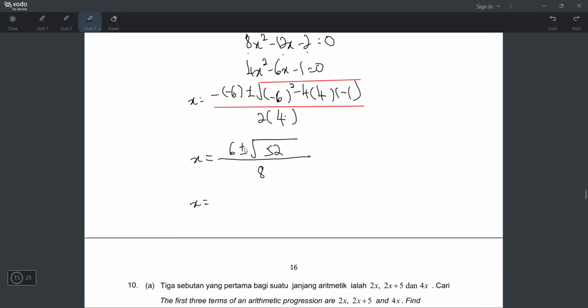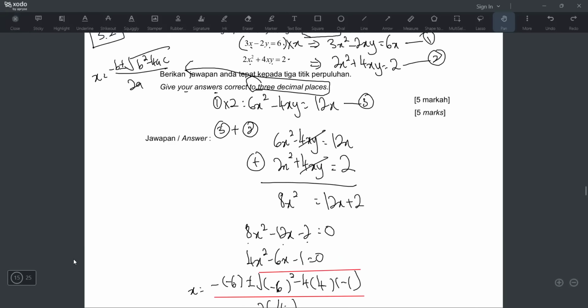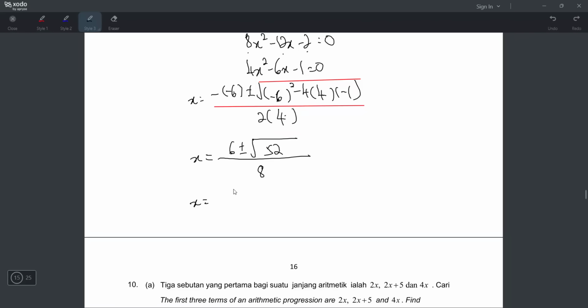And then, you have to split this into two answers. Sebab dia ada plus minus. So, the first one you tekan 6 plus square root 52 over 8. And then the other one you tekan 6 minus square root 52 over 8. Okay, tekan yang plus dulu. Okay, dia kata 3 decimal place. So, it will be 1.651. Okay. And then the other one, yang ni you tekan yang minus lah. 6 minus square root 52 over 8. Okay, this one is negative 0.151. 3 decimal place kan? 3 decimal place means lepas decimal point kena ada 3 digit lah. So, macam ni jawapan dia.